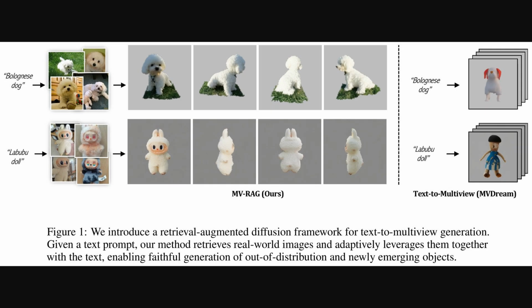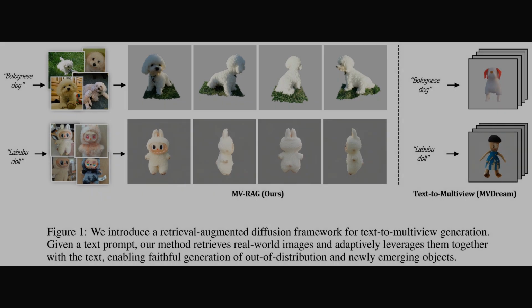Alright, the intro just highlighted the goal and the code release. Figure 1 illustrates the core workflow and contrast. The left panels show text prompts with retrieved real-world images, which then guide multi-view generations that stay consistent across viewpoints. The right panels depict a plain text to multi-view baseline that misses rare concepts, so shapes drift or simplify. The comparison matters because retrieval supplies concrete visual evidence that anchors the diffusion prior when the prompt names out-of-distribution objects.